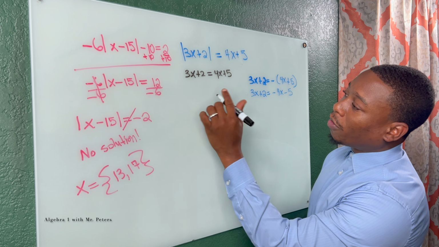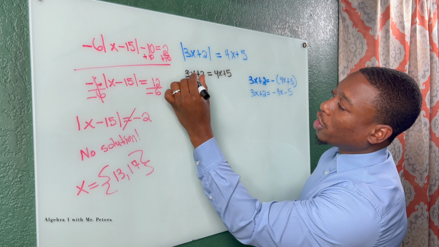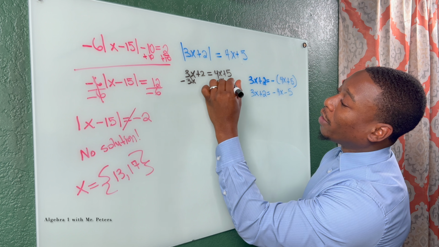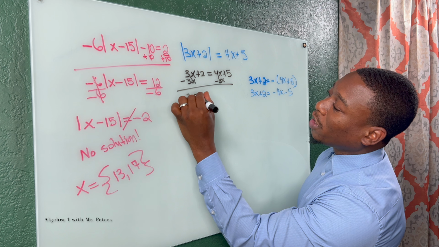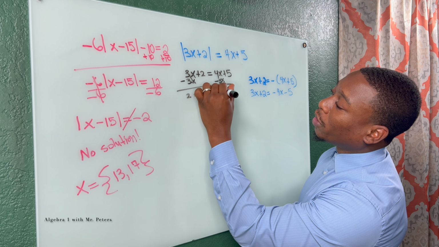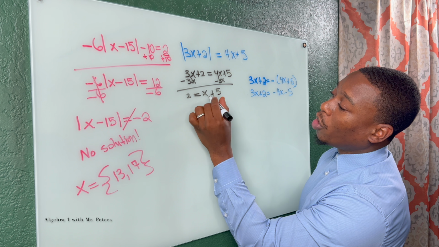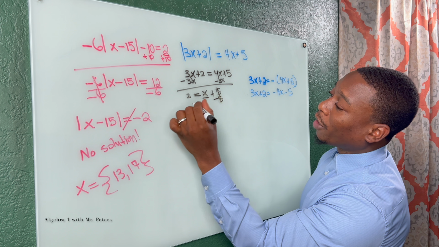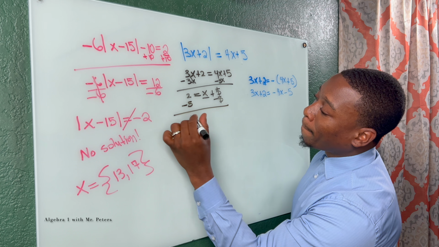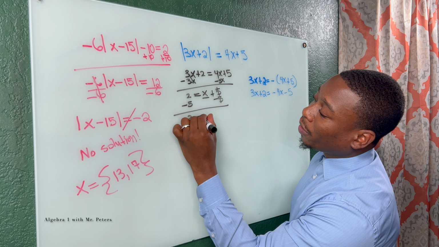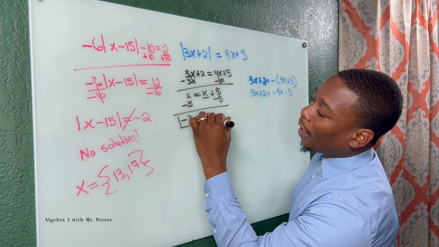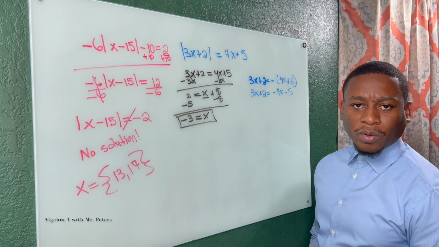So now I'm solving, right? So regular equation, minus 3x. We have 2 is equal to x plus 5. We know x is not by itself, so I subtract 5 on both sides. I know negative 3 is equal to x, all right, or x is equal to negative 3.